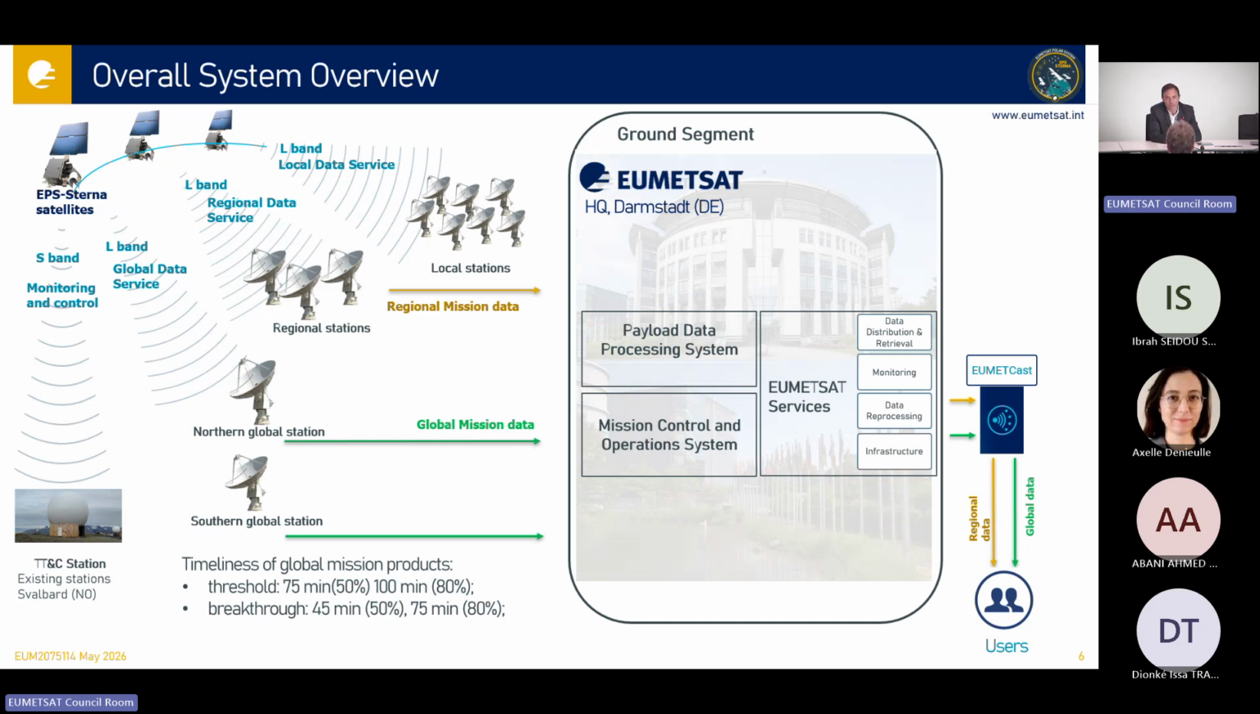The data processing system, the mission control system, and all the distribution and monitoring capabilities will be at EUMETSAT, and data will be distributed through EUMETCast to all users and stored also at EUMETSAT.